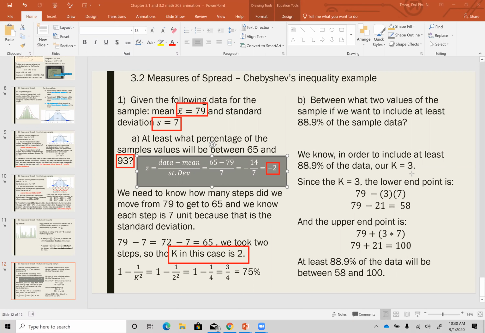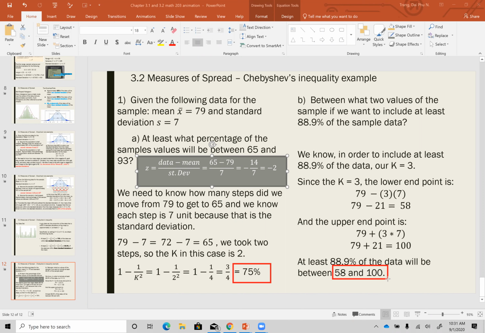Any questions with this item in terms of number 1, A or B? Questions on how I got the answer 75, and how I got the answer 58 and 100?